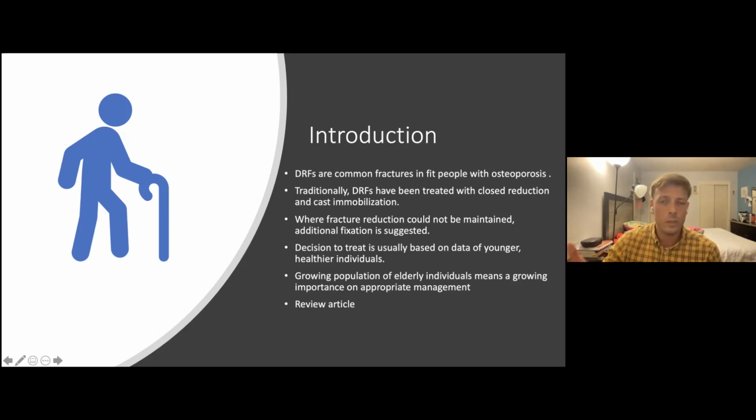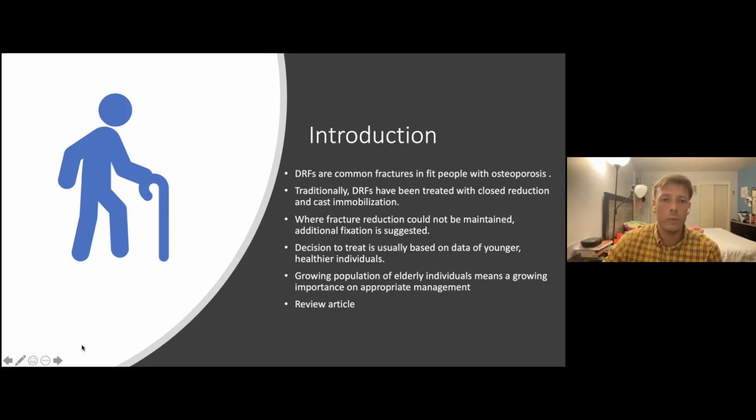Traditionally, this study was in 2011, so I'm guessing years before that, DRFs were treated with closed reduction and cast immobilization in elderly patients. If the fracture reduction couldn't be maintained, then an additional type of fixation was suggested. Often the decision to treat was based on data from younger patients, and with a growing population of elderly patients, it's becoming more and more important to determine appropriate management of these patients.